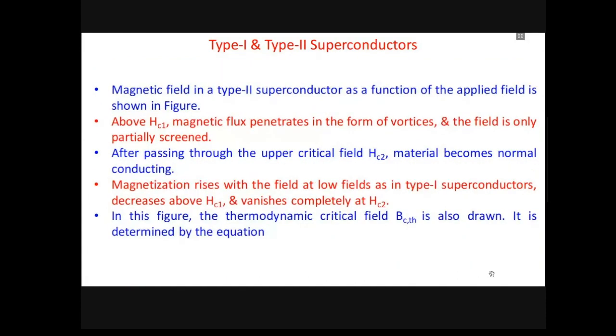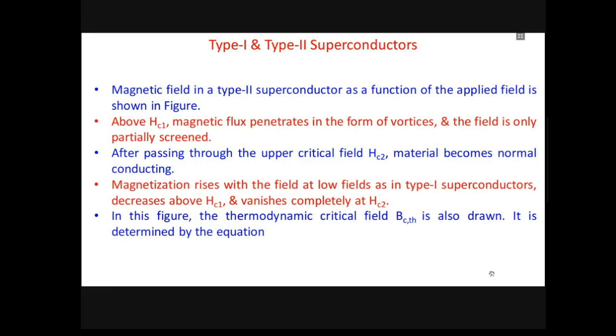The magnetic field in a type 2 superconductor as a function of applied field is shown in the figure. That's what we have seen. Above HC1, magnetic flux penetrates in the form of vortices, and the field is only partially screened. After passing the upper critical field HC2, the material becomes normal conducting. The magnetization rises with the field at low field, decreases above HC1, and vanishes completely at HC2.